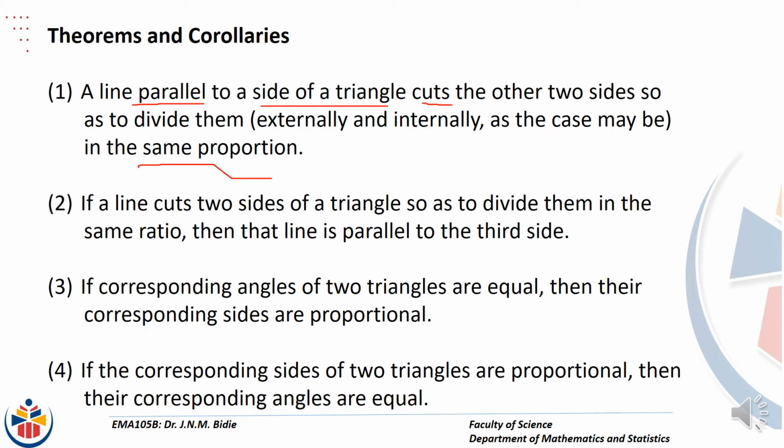And then we go to number 3. You've got now two triangles that have got corresponding angles that are equal. Then their corresponding sides are proportional. As it was said previously, if either one holds, then the other one holds automatically. And then number 4 is the converse. If you've got corresponding sides of two triangles proportional, then it holds that the corresponding angles are equal.